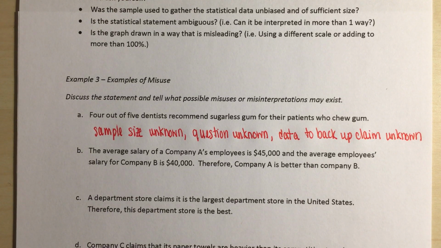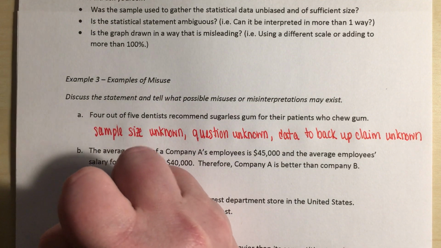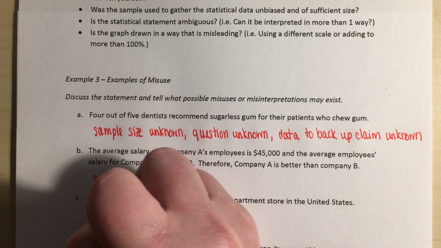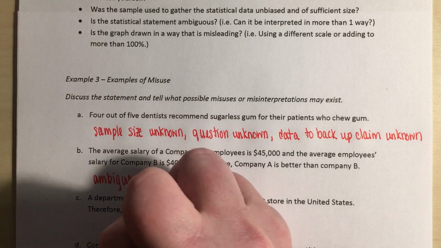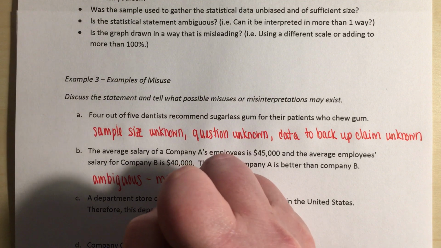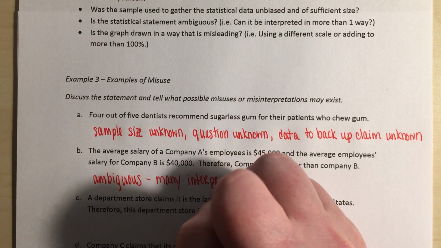Right, for example B, the average salary of company A's employees is $45,000 and the average employee's salary for company B is $40,000. Therefore, company A is better than company B. This would be an example of somewhat of an ambiguous statement. There can be many different interpretations of the word average.